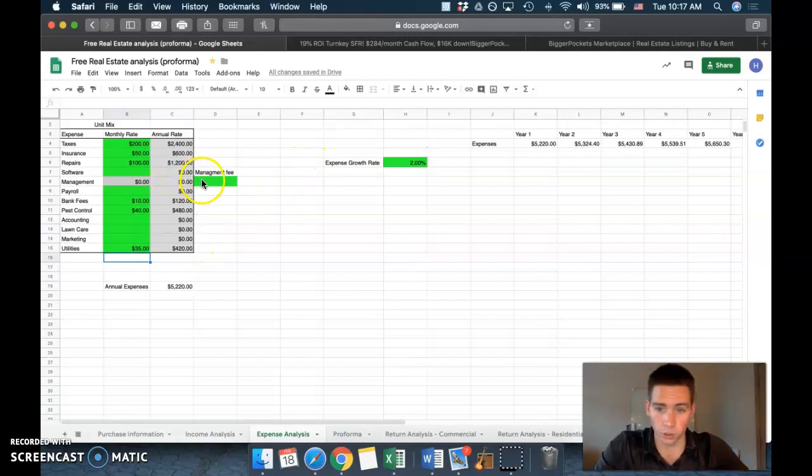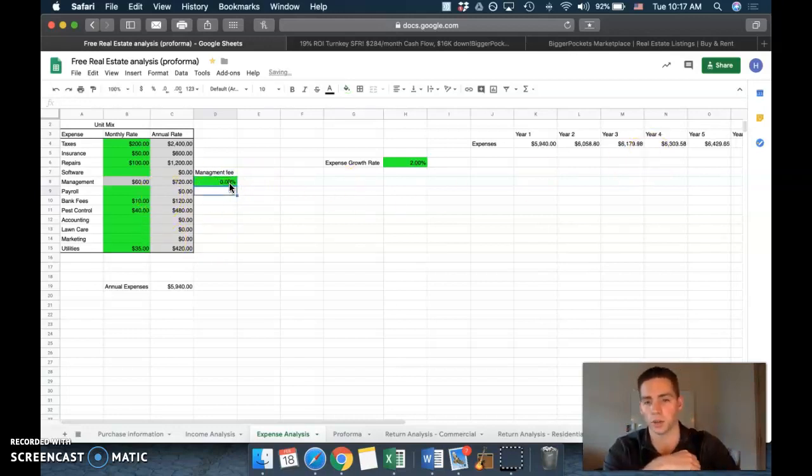Now, another note here is that if we have a management company, we're going to want to put a management fee in here of some percent. What this is going to do is take the management fee as a percentage of your income. So if you're paying a management company 6 or 8%, you just want to enter it in this green box, and it'll automatically calculate it for you. Well, let's say you manage this property for yourself, so there's no management fee.